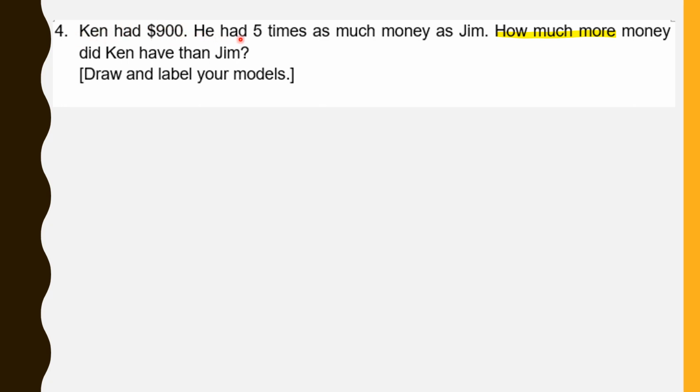Okay, he had 5 times as much money as Jim. Jim is the other variable. Based on this, you know that Ken has more. And here also, when they ask how much more money did Ken have than Jim, it's also telling you that Ken has more. So it'll be good to write this down so you remember: Ken has more than Jim. Okay, I'm going to highlight the given part over here, $900 for Ken, and Jim has this amount.